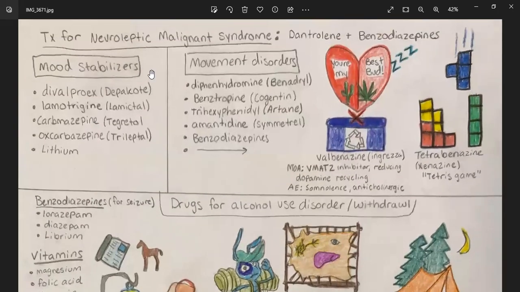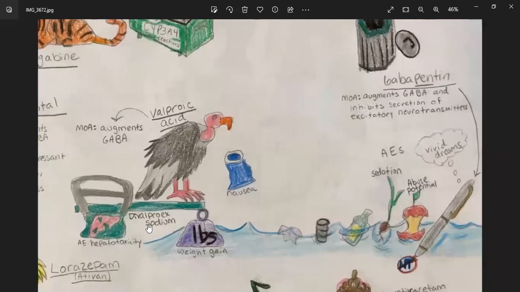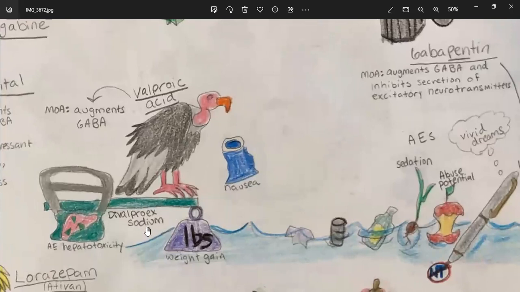So our mood stabilizers, we have divalproex, lamotrigine, carbamazepine, oxcarbazepine, and lithium. So I'm going to show you the pictures for those. So this is our divalproex sodium. We had a vulture sitting on a diving board, the diving board for divalproex, and it augments GABA. Adverse effects are hepatotoxicity, weight gain, nausea.